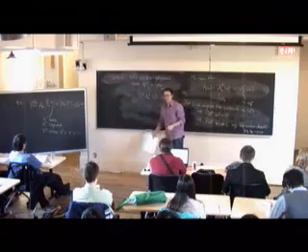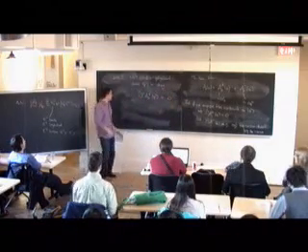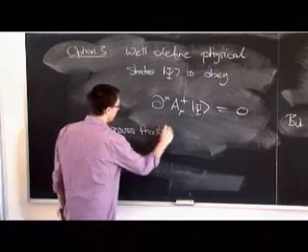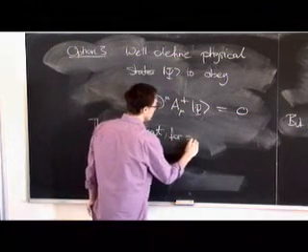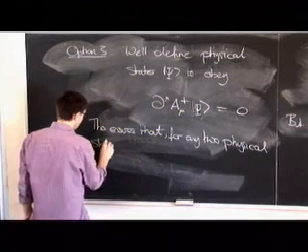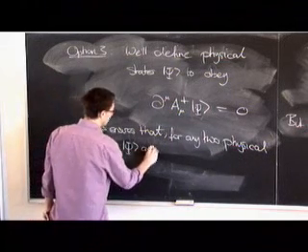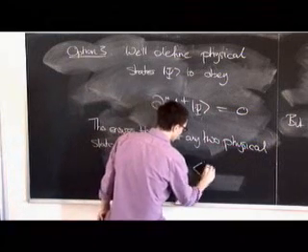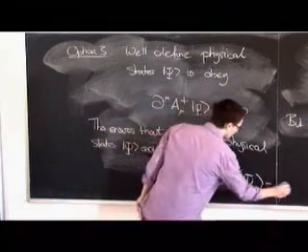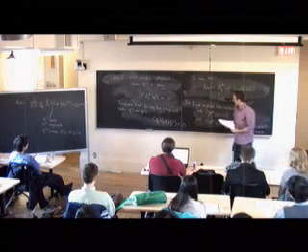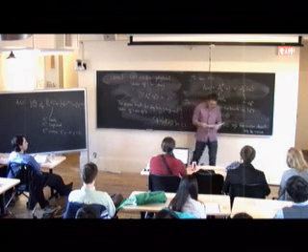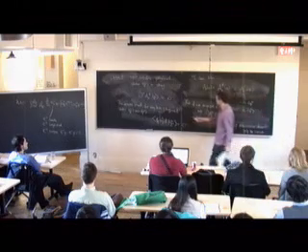Okay, this looks really ad hoc now, right? The reason this is sensible is because of the following. This ensures that any two physical states have vanishing matrix element with the operator. Okay, so this has a name. This is known as the Gupta-Bleuler condition.